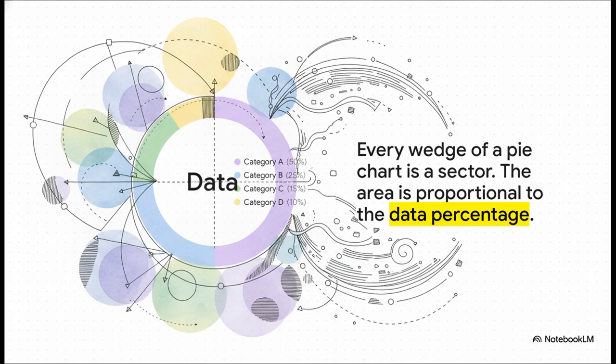When somebody wants to show that a category makes up, say, 25% of the total, the software behind the scenes is using the sector area formula to calculate the perfect angle so the area of that slice is exactly 1/4 of the total circle. It's literally sector area in action.